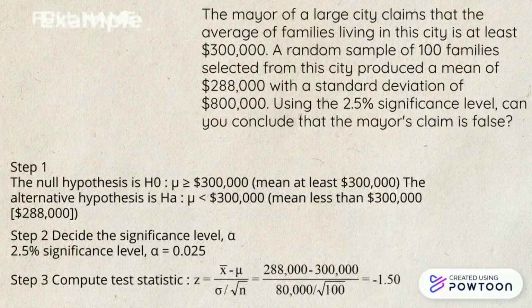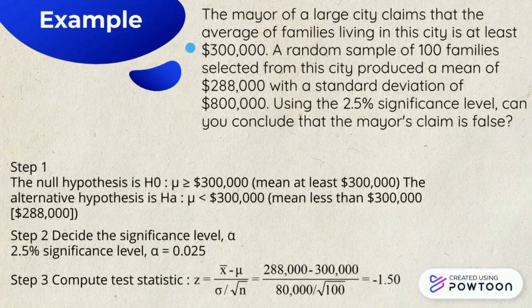For example, the mayor of a large city claimed that the average income of families living in this city is at least $300,000. A random sample of 100 families selected from this city produced a mean of $288,000 with a standard deviation of $800,000. Using the 2.5% significance level, can you conclude that the mayor's claim is false?